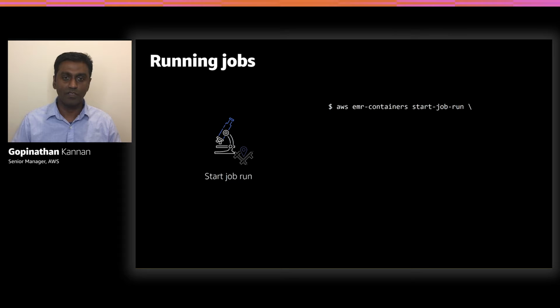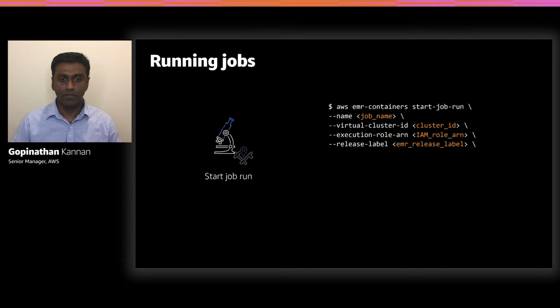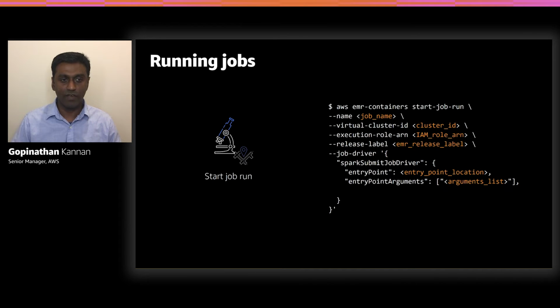Running a job is equally easy. You give it a friendly name, you specify where you want the job to run in terms of the cluster ID, you specify the IAM role that the job should use when running on a pod, choose the EMR release label, specify the job driver, which includes the entry point file and its arguments, and the Spark submit parameters.